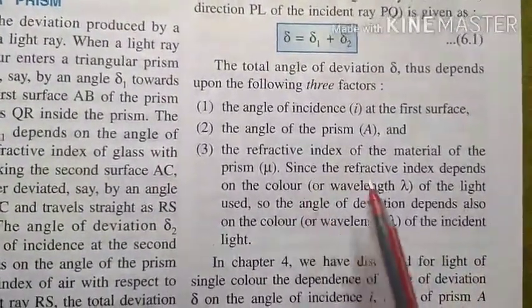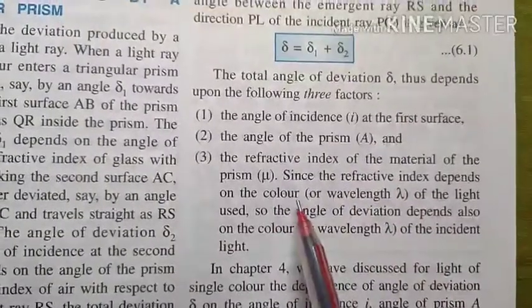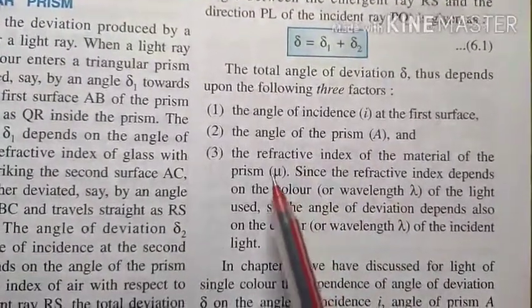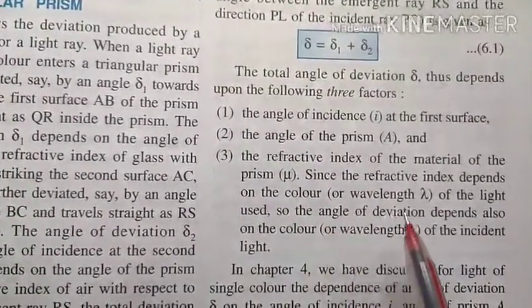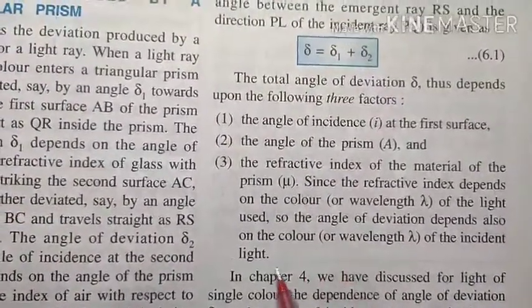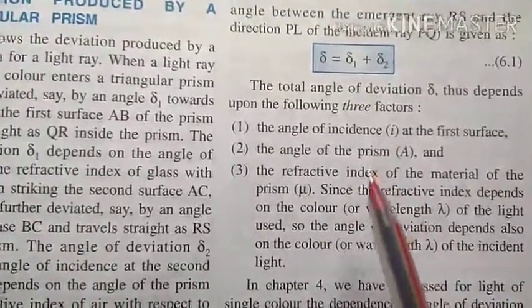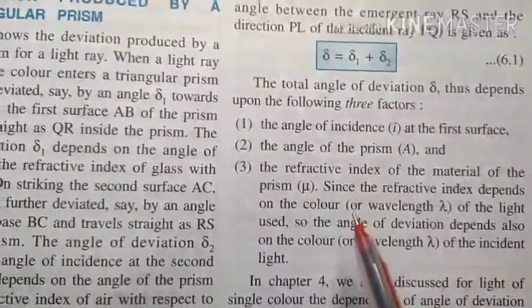Since the refractive index depends upon the color of the light, we know that the refractive index changes with different colors of light. So the angle of deviation also depends upon the color of the incident light. We will study this in detail in the next video.